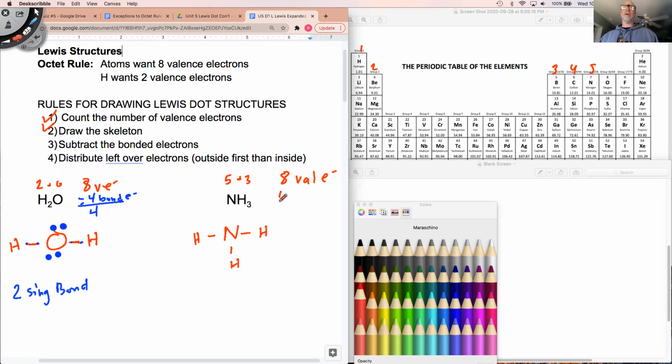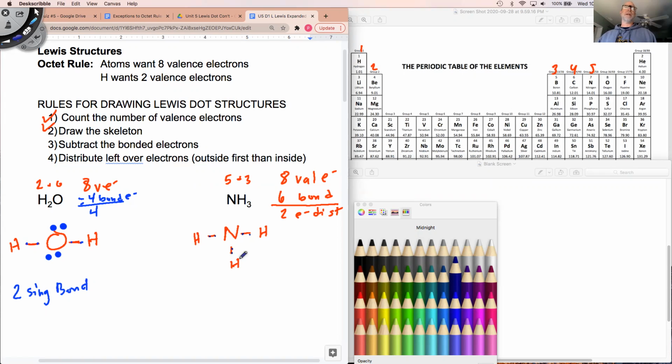That's right, we've used up 6 bonded electrons, which means how many electrons do we have left over to use? We have 8 to use, we've used up 6, that's right, now we have 2 electrons to distribute. Always distribute to the outside first, but hydrogen already has all of its electrons because hydrogen needs 2 electrons. It's got 2 electrons, 2 electrons, 2 electrons, right?